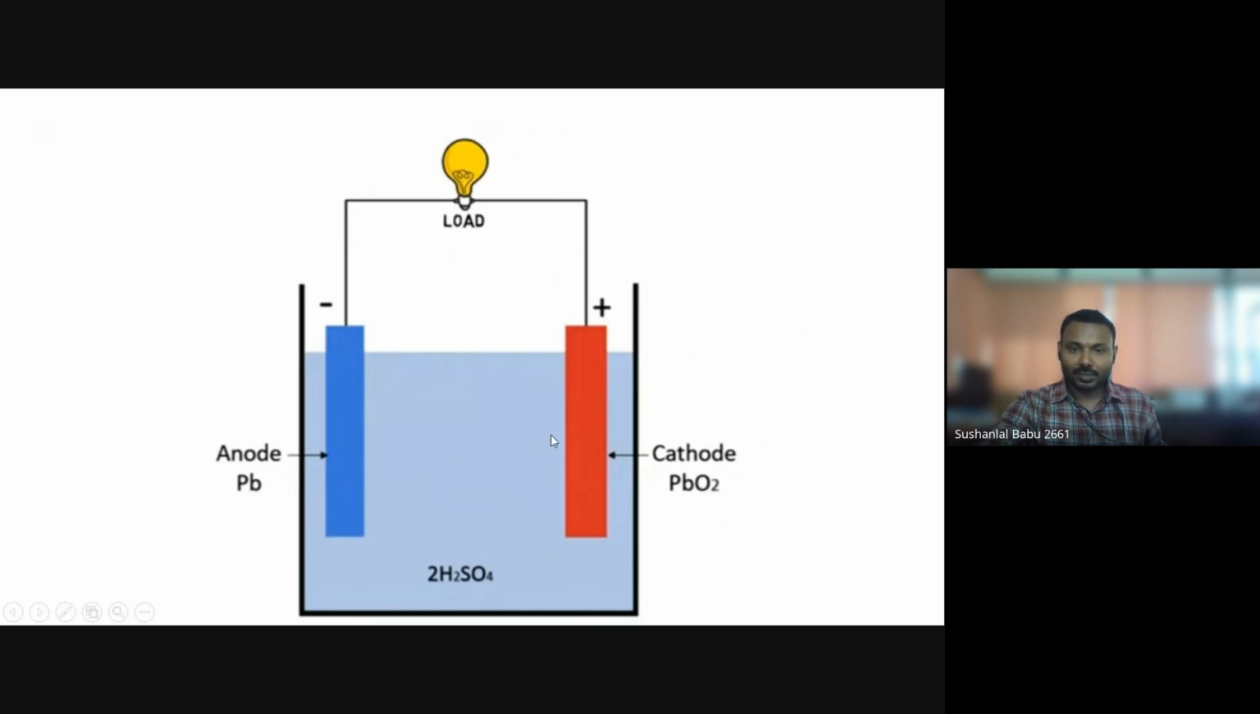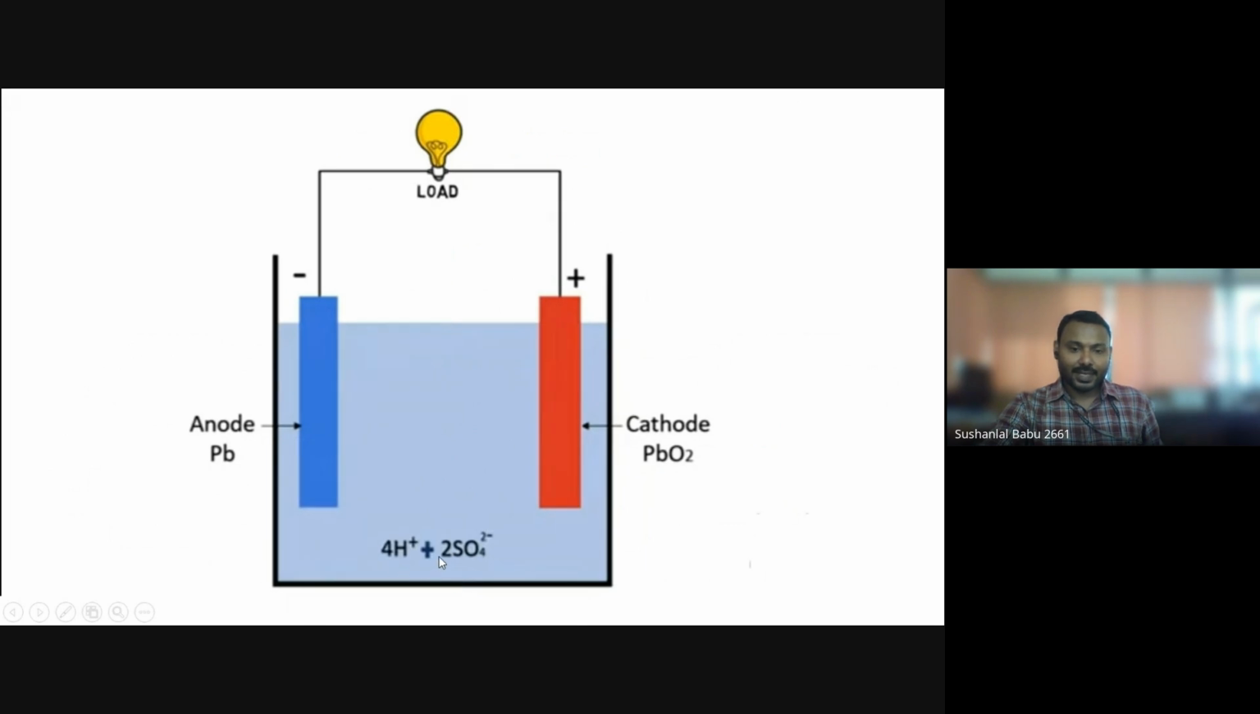The anode is there, the cathode is there, and one load is connected. Once the electricity flows through the external circuit, this bulb will glow, or electricity will be generated. First, what will happen? This H2SO4 will decompose to 4H+ and 2SO4 2-. Automatically, these cations and anions will be attracted to the respective electrodes.